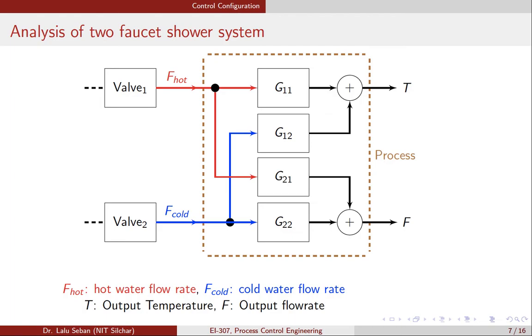So how to do the pairing? If the hot water is paired with the temperature and cold water is paired with the flow rate, we will call it diagonal pairing, one-to-one straight diagonal pairing. If hot water is paired with the flow rate and cold water is paired with the temperature, we will call it off-diagonal pairing. Whatever the pairing, first of all we have to find which way we have to connect the controller, whether it is diagonal or off-diagonal. So there should be some science behind that.